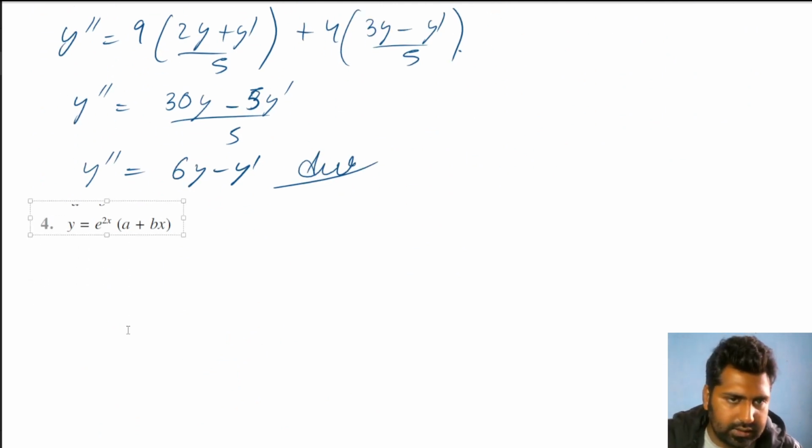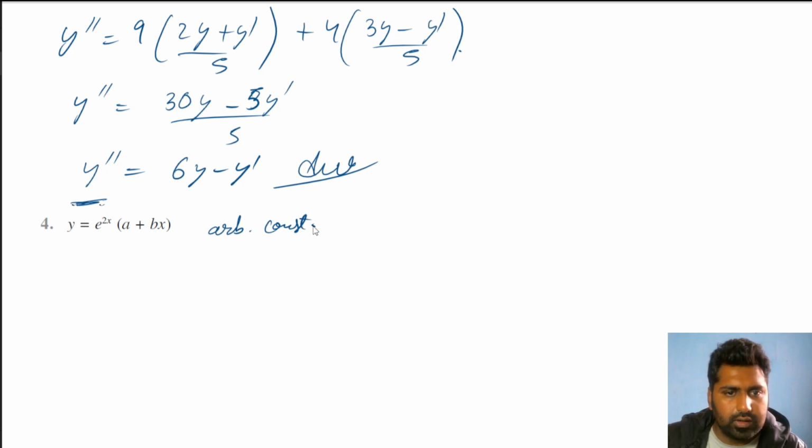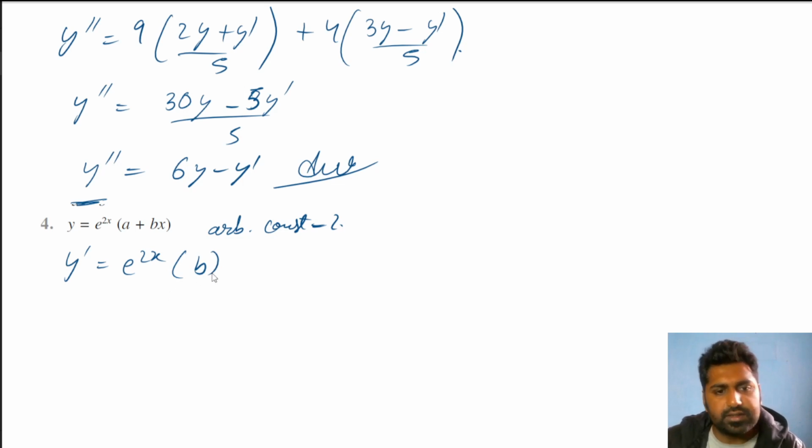y is equal to e raised to power 2x (a plus bx). So again, arbitrary constants, 2. So 2 times you have to differentiate. Let's differentiate one time. So y dash is equal to e raised to power 2x, a differentiation is 0, bx differentiation is b. And how to eliminate this b again? Get this y dash upon e raised to power 2x is equal to b and differentiate again.